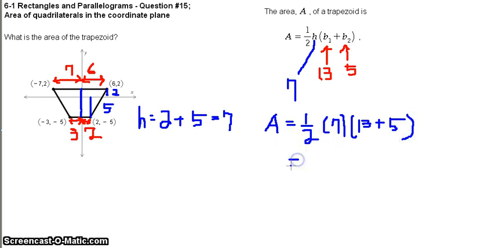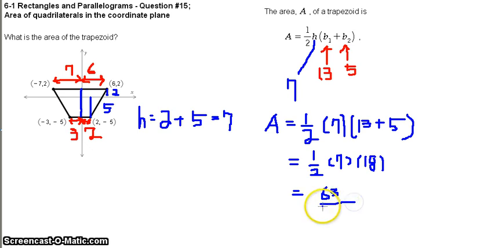So that gives me half times 7 times 18, which is equal to, I'm going to use my mental math right now, and I think that's 63.